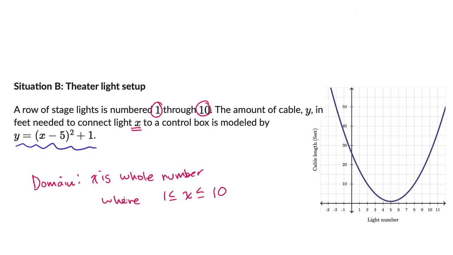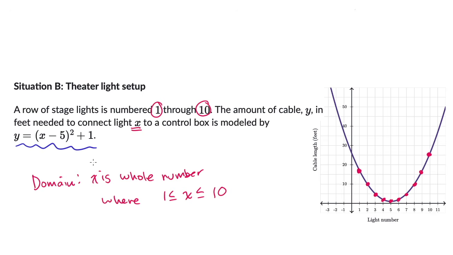Now, given this restricted domain, what would that look like? Well, I wouldn't have all of these points on this curve. I would essentially have, when X is equal to 1, that point. When X is equal to 2, that point. X is equal to 3, that point. 4, 5, 6, 7, 8, 9, and then 10.